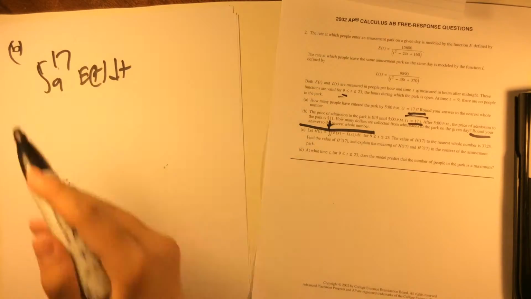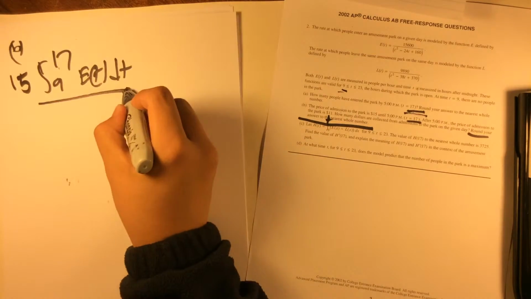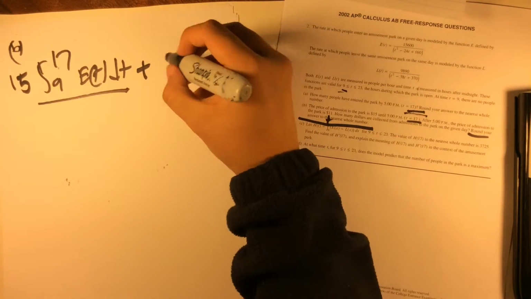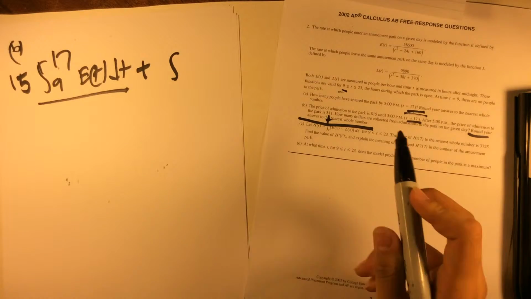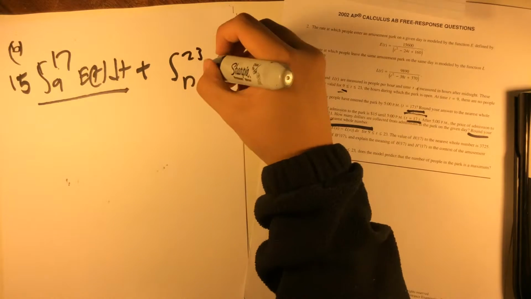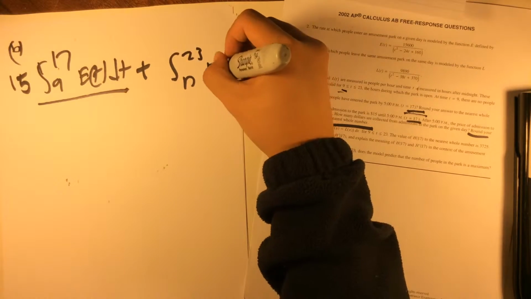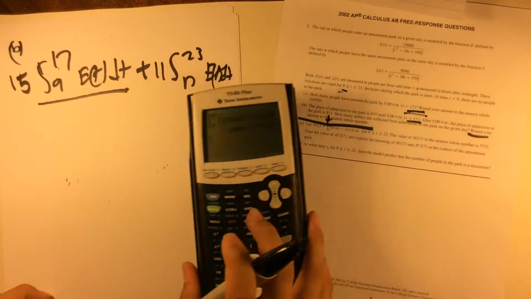This is the number of people at the $15 rate, so we multiply that by 15. Add to that the integral of the people that have entered the park from 17 to 23 of E of t dt. These people pay the discount $11 rate, so you do that. You punch it into your graphing calculator.